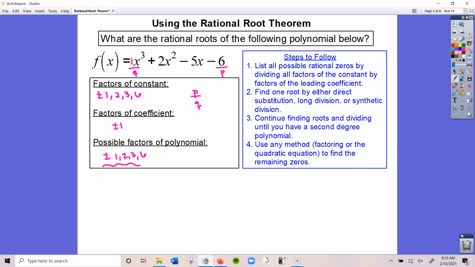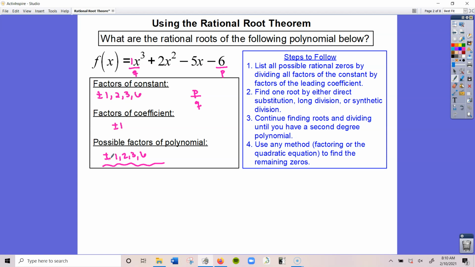So now what do I do with these numbers? These are all of my possible roots. As you can see, we have all the positive versions, 1, 2, 3, and 6, as well as all the negative versions, negative 1, negative 2, negative 3, and negative 6. We're going to have to test which one of these is a 0.